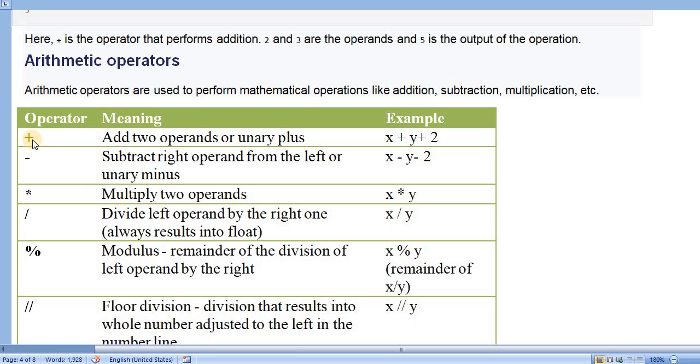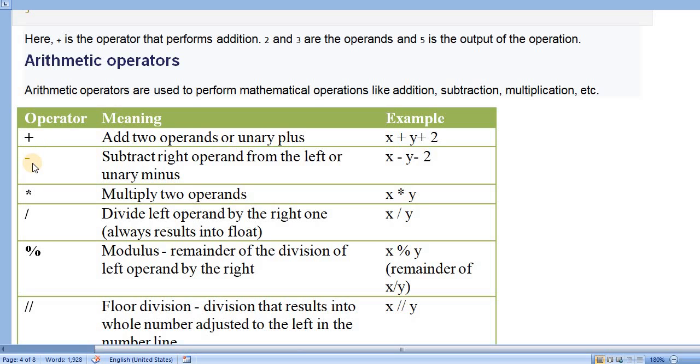This operator is a binary operator. A binary operator is an operator that requires two operands. Unary operators are operators that require only one operand, for example the plus sign or the negative sign. If we use the minus sign before the operand, it will negate the value of that operand. So that is unary, and these are binary. Plus is an arithmetic addition operator, and it will add two operands.